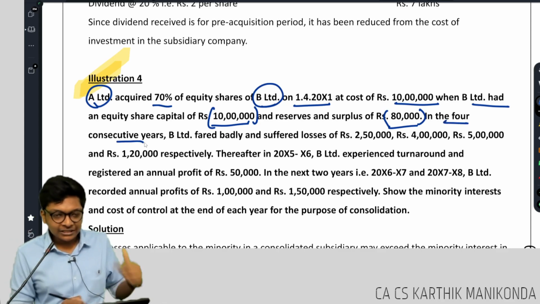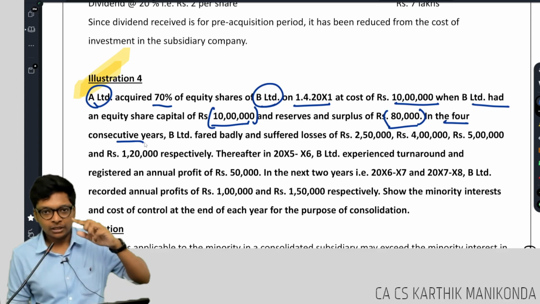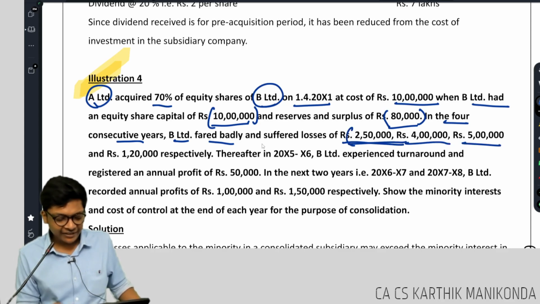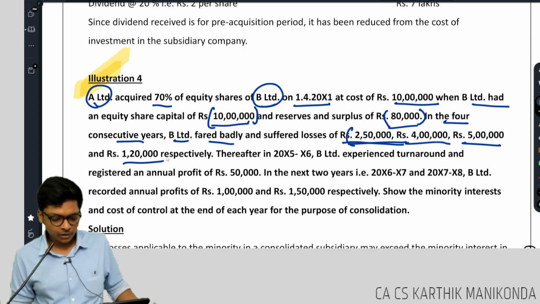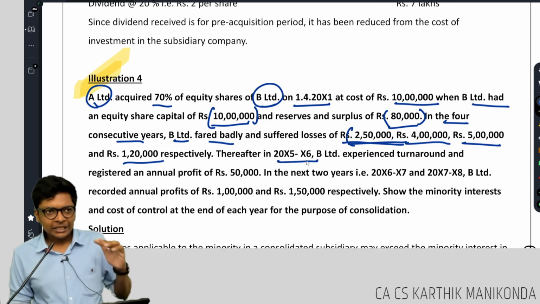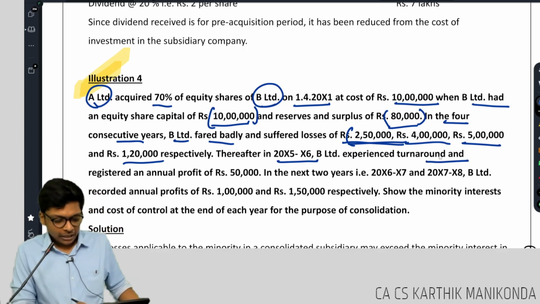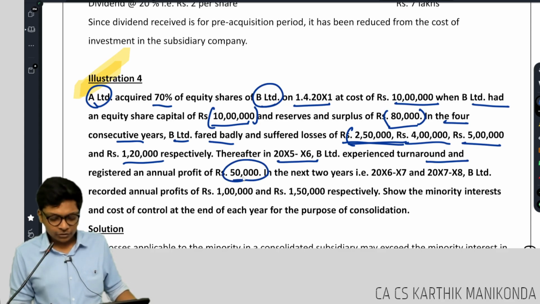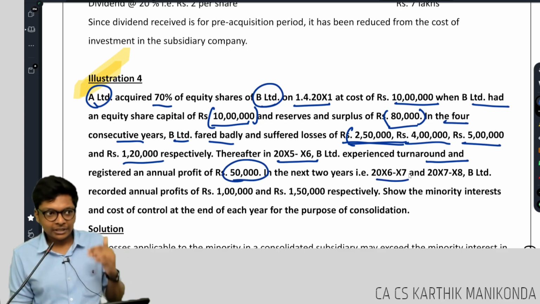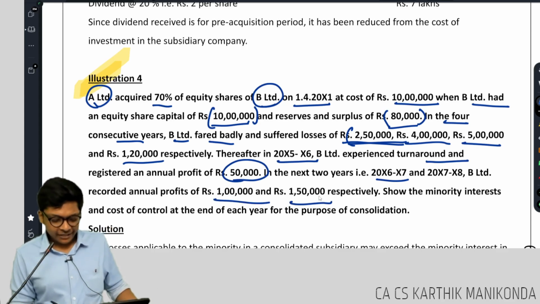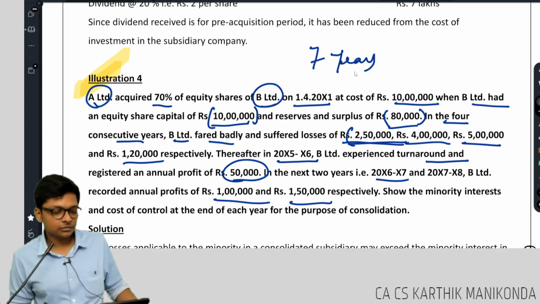In the 4 consecutive years after acquisition, year 1, 2, 3, 4, B Limited fared badly and suffered losses of 2 lakh 50, 4 lakhs, 5 lakh and 1 lakh 20. Thereafter in 15-16, that means the 5th year, they experienced the turnaround, a comeback, and registered an annual profit of 50,000, and in the next 2 years, year 6 and 7, recorded annual profits of 1 lakh and 1 lakh 50. Come back, guys. We are giving a motivation lesson. Totally 7 years are there.